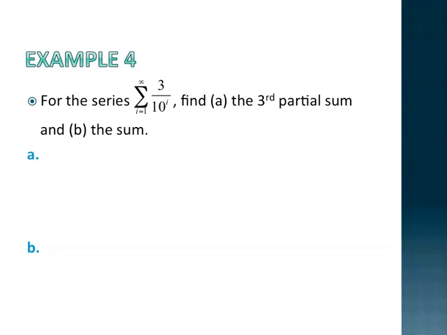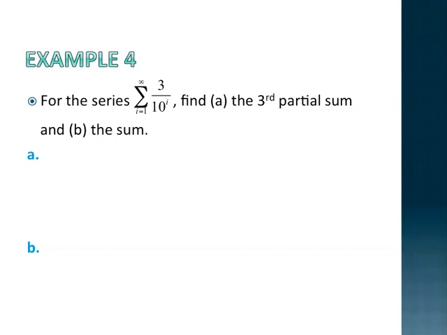All right, so let's take a look at this example. Here we are asked to find the sum of the values from 1 to infinity with the rule 3 over 10 to the I power. For part A, it says to find the third partial sum. And for part B, you're just finding the sum of the infinite sequence. Okay, let's start with part A.